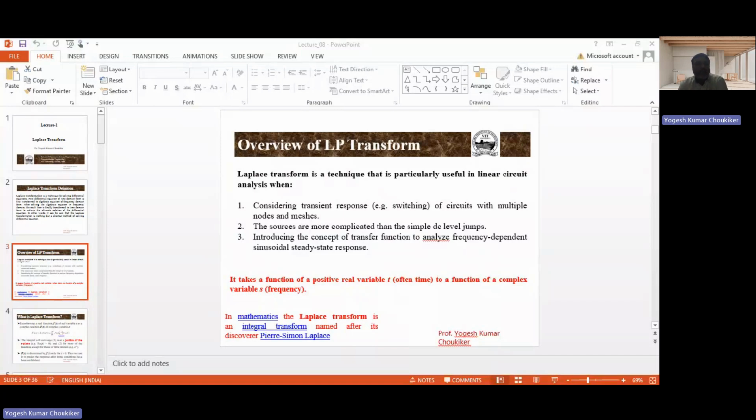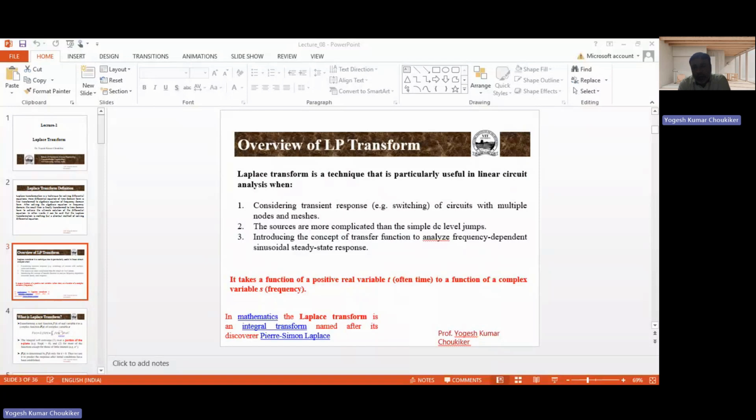Apart from that, if you see the capacitor IV relation in the time domain, I of t equals C multiplied by d by dt of v of t. If you take the Laplace transform, I of s equals C S Vs minus V naught. Previously, in the case of the inductor, we had a current. Now, in the case of the capacitor, we have a voltage, and this is called the initial voltage. So SC multiplied by Vs minus C into V naught.